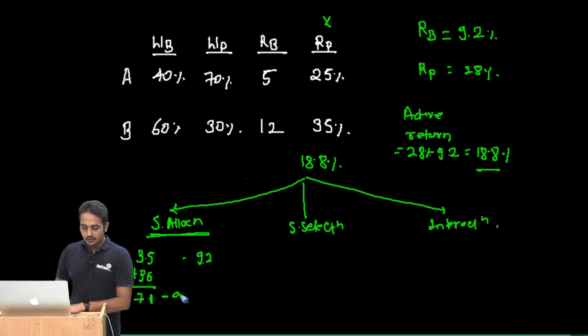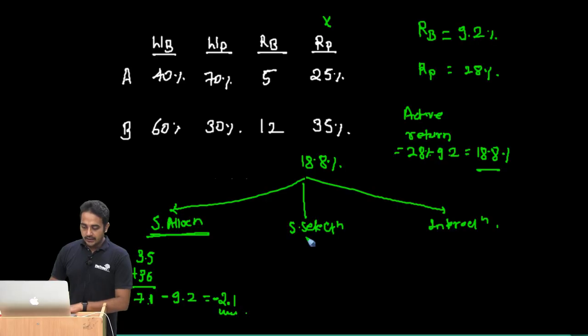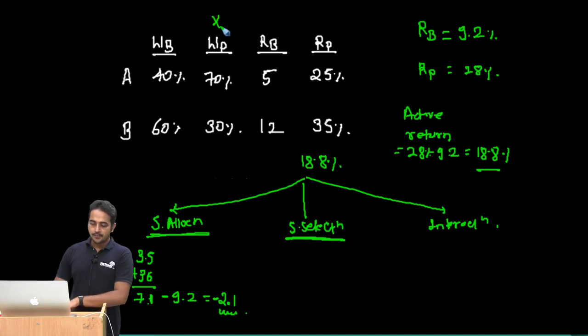So 7.1 minus 9.2, we are looking at minus 2.1. So as far as sector allocation is concerned, we can clearly see that it has gone wrong. How many of you got this right? Okay. Then security selection. Here we assume that the fund manager is allowed to select the securities, but he is not allowed to change the weights, just one at a time.